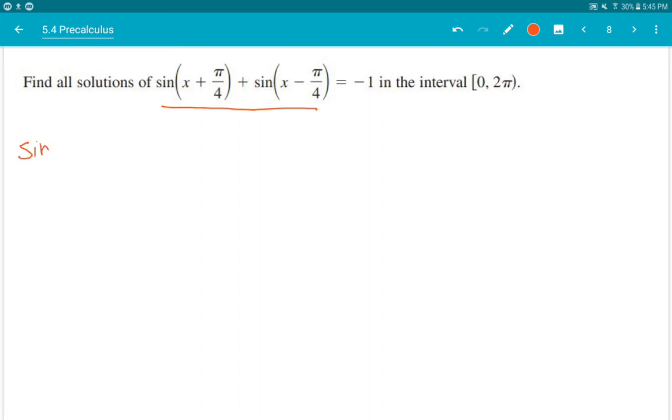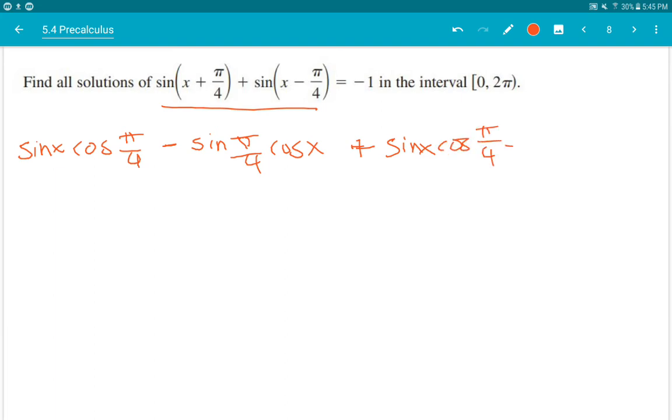the sine of x cosine of pi over 4 minus the sine of pi over 4 cosine x. Now the second one, we have sine of x cosine of pi over 4 plus the sine of pi over 4 cosine of x. This should be a sum here, sorry. And that's going to be equal to -1.